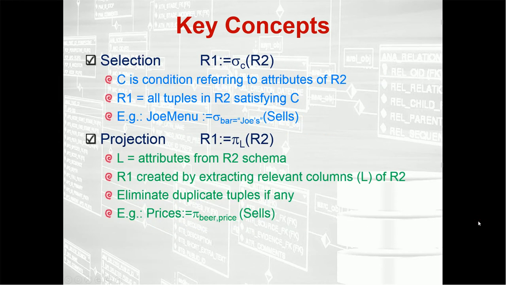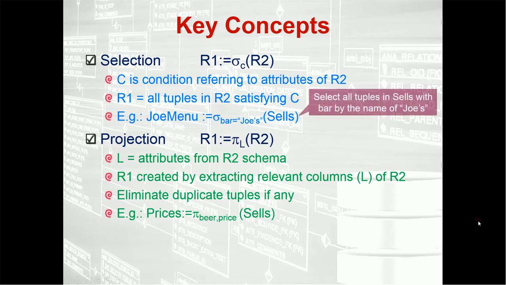In selection, C is the condition referring to attributes of R2 and the result R1 contains all tuples in R2 satisfying C. An example you see here selects all tuples in Sells with bar by the name of Joe's. Projection uses the pi symbol.